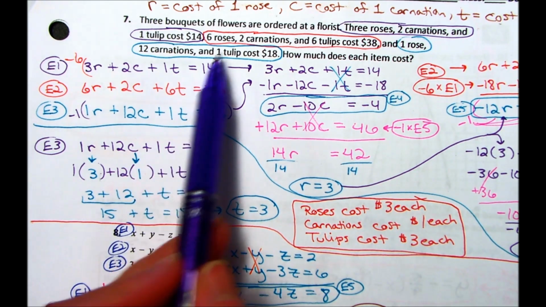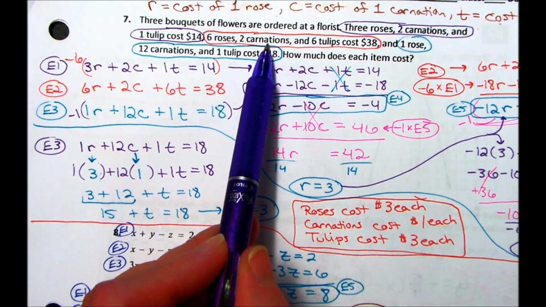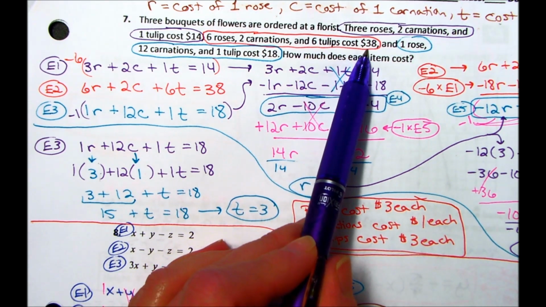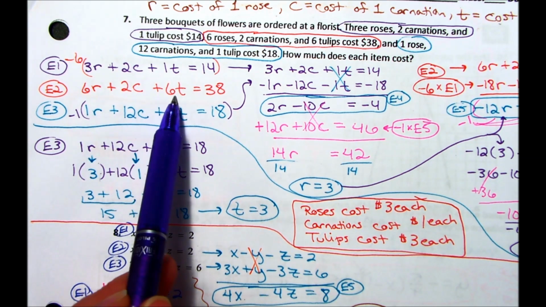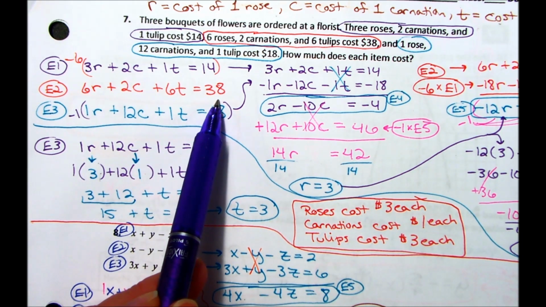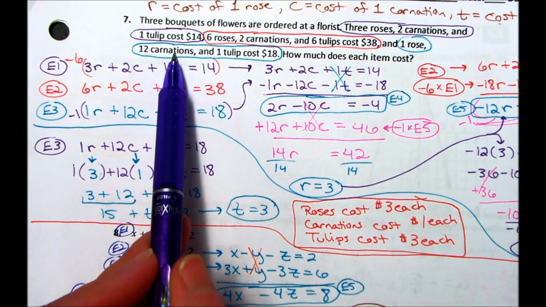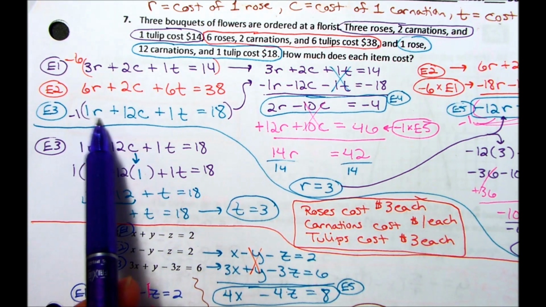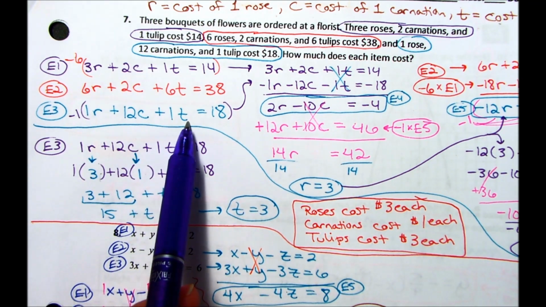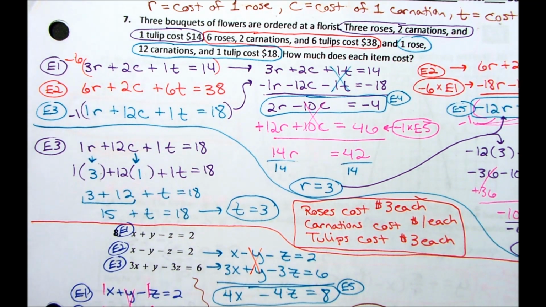My second equation is what I have circled in red. So the 6 roses, 2 carnations, and 6 tulips that cost $38 would be the equation 6R plus 2C plus 6T equals 38. And then your last phrase here, you've got 1 rose, 12 carnations, and 1 tulip that cost $18. So that would be 1R plus 12C plus 1T equals 18. So those are the 3 equations that we are going to write from the given information.